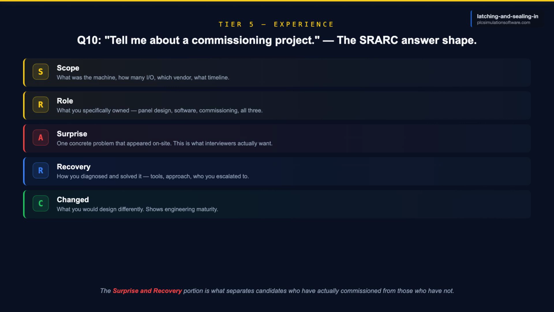Then the surprise. Every commissioning has a surprise. Then how it was resolved. Then what changed for the next project. Hiring managers listen for ownership, not technical depth, in this answer. A candidate who blames the previous engineer or the customer for the surprise loses. A candidate who owns the surprise and the recovery wins.